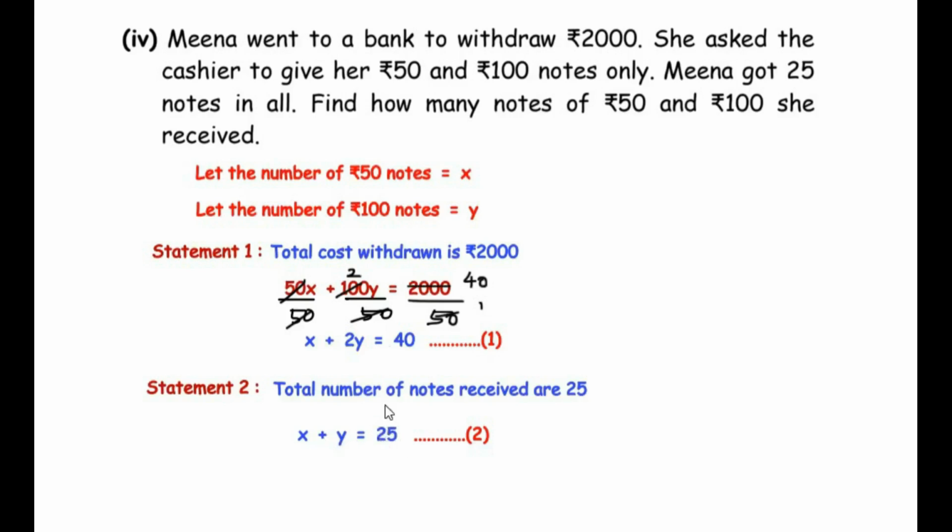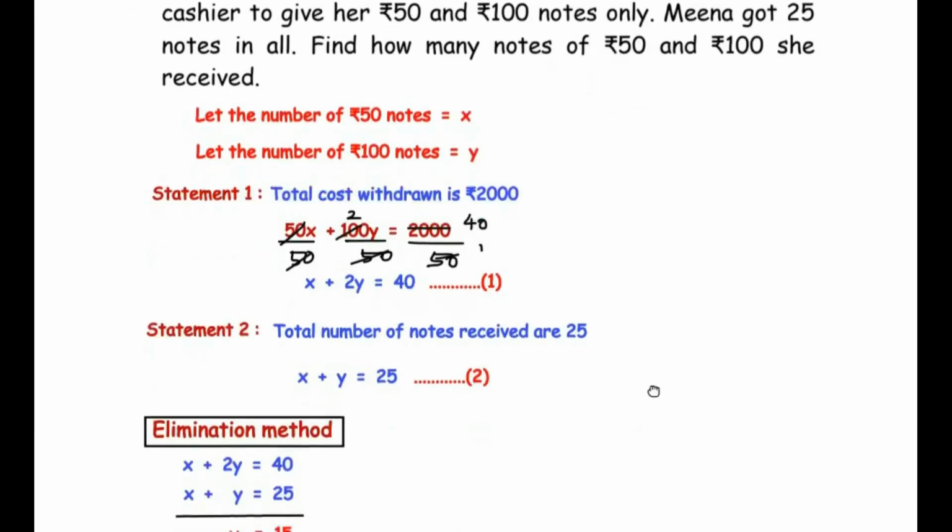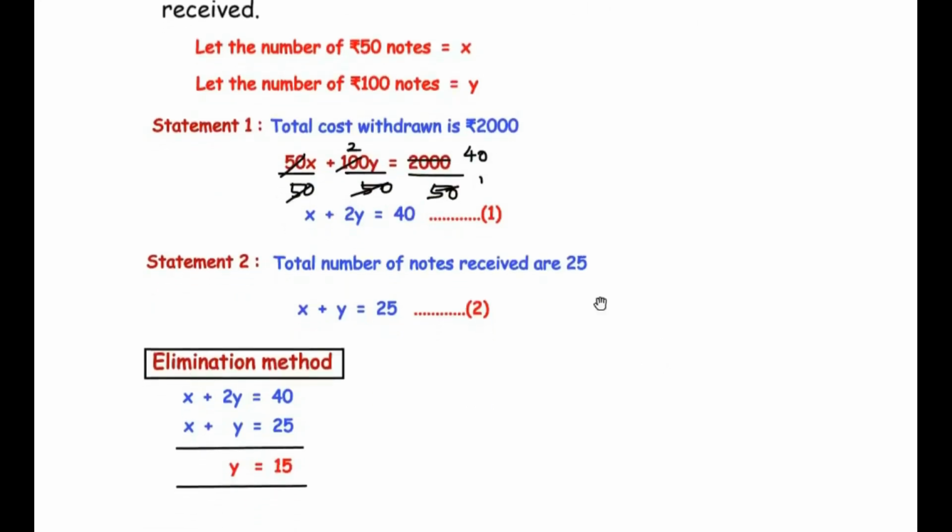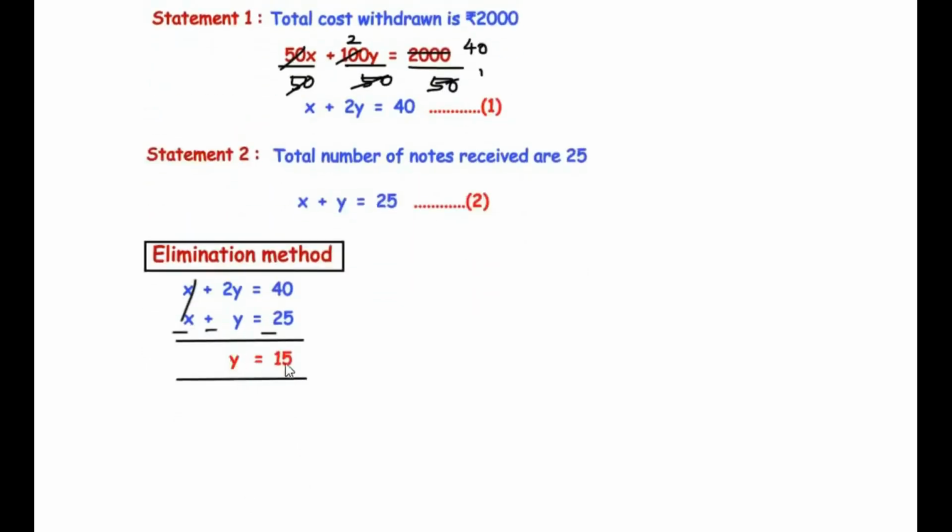Now since we have got both the equations, let us start with the elimination method. So here we have written both the equations under the elimination method. Now let us change the signs of all the terms of the second equation. So plus x becomes minus x, plus y becomes minus y, and plus 25 becomes minus 25. So plus x and minus x will add up to give us 0. Now 2y minus y gives us plus 1y. Now 40 minus 25 gives us 15. So we have got the value of y here as 15.